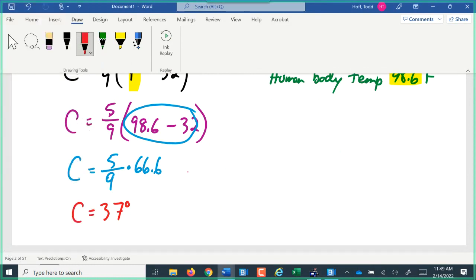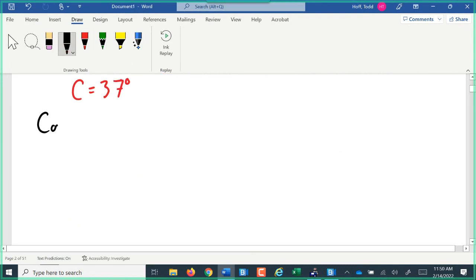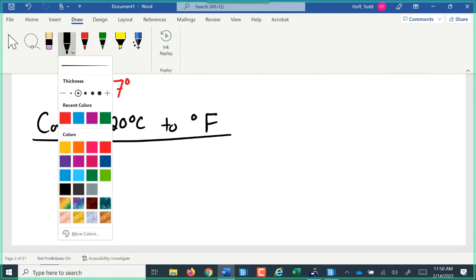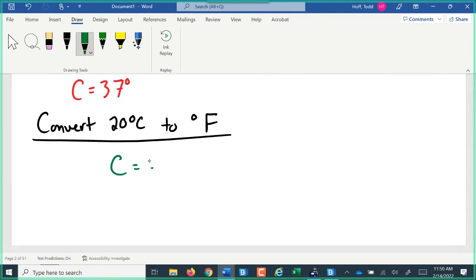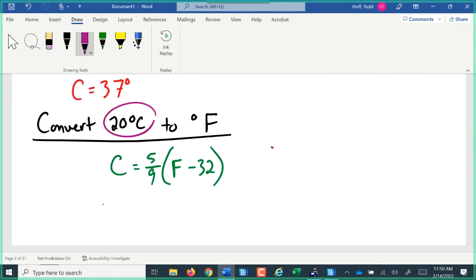Here we were just doing a single conversion. Let's say we want to convert 20 degrees Celsius to Fahrenheit. I can still use that same formula if we have to. C equals 5/9 times, in parentheses, F minus 32. 20 degrees Celsius, though, goes in for C.